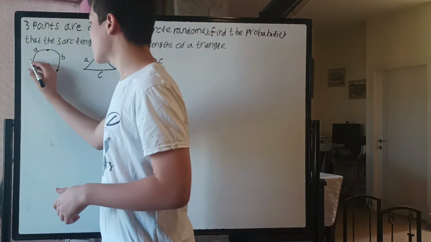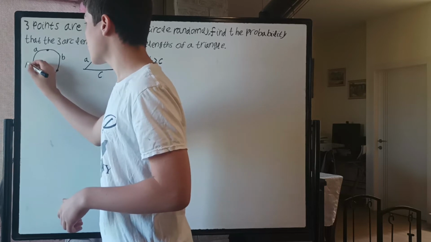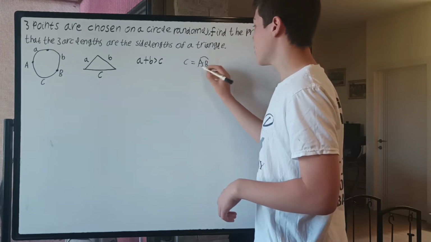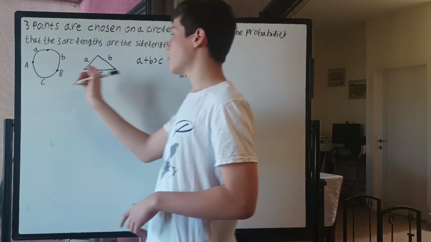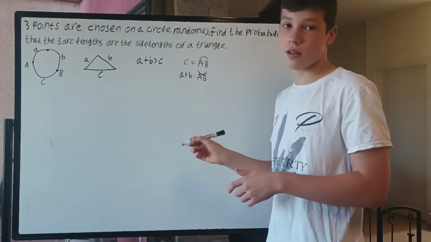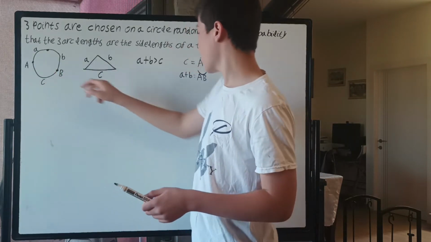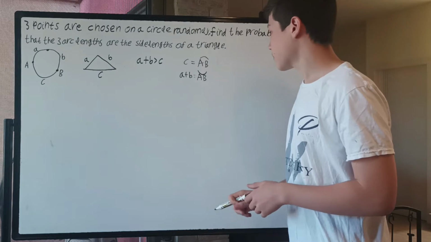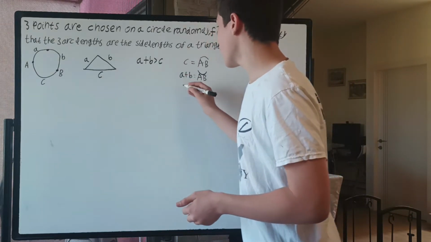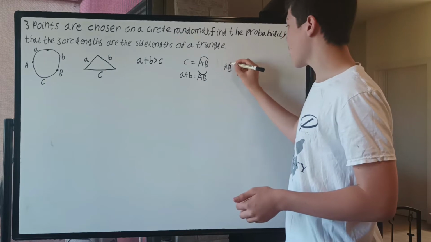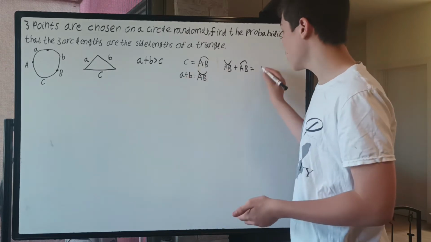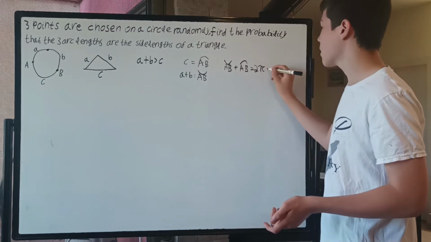So we have these 2 points. So maybe say A and B. C is one of the arc lengths. And then A plus B is the arc length from the other side. C is this arc length, and then A plus B is this arc length. These are just to distinguish them. And we know that their sum, this plus this, will just be the perimeter of the entire circle. So if we label its radius to be r, this is 2 pi r.